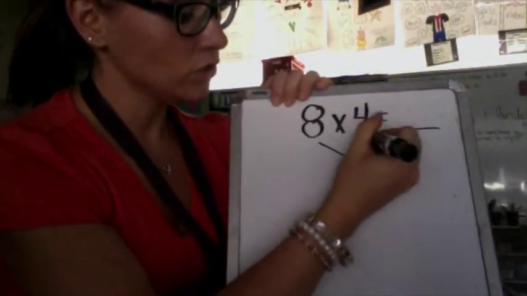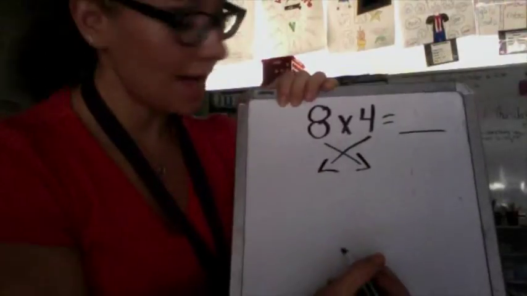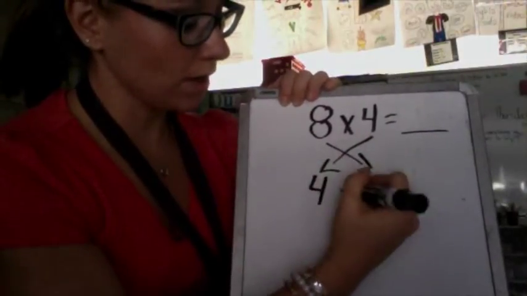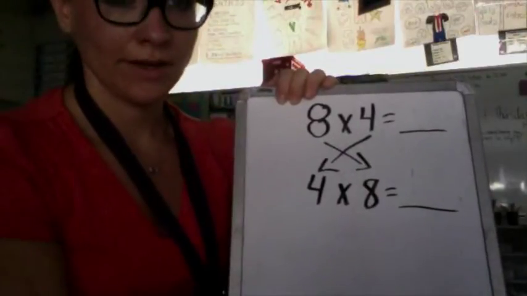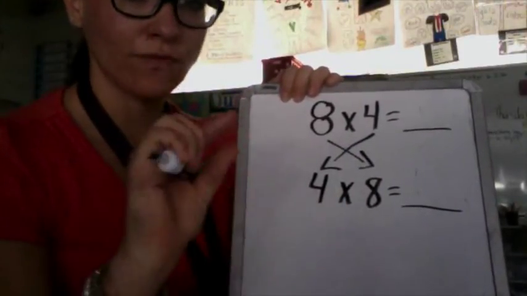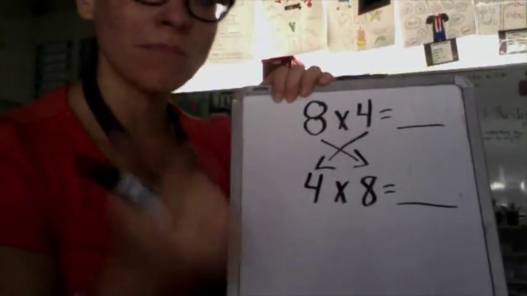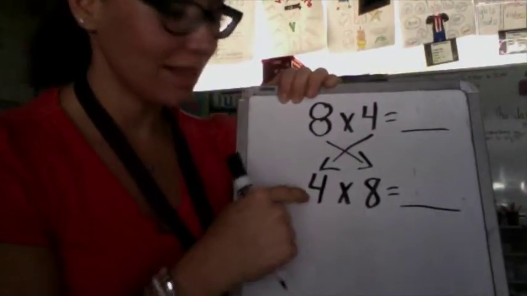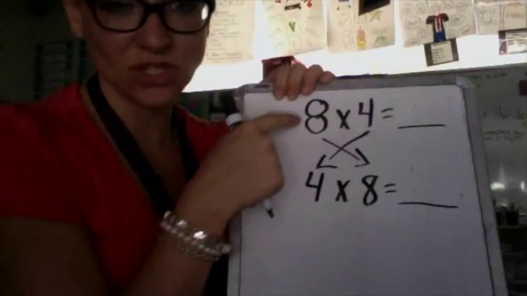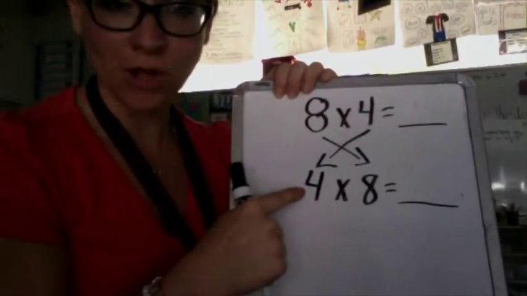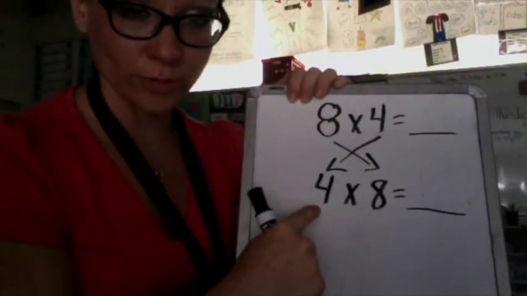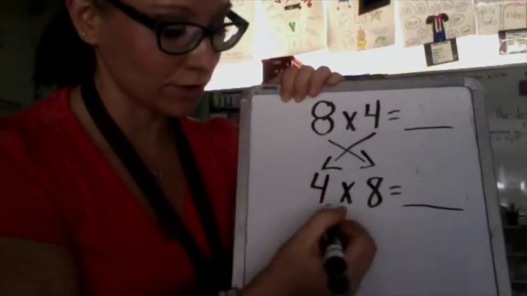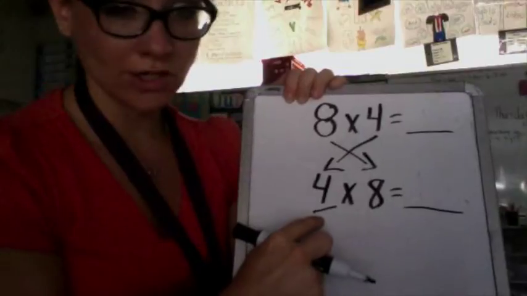If I switch them around, I know that I can also do 4 times 8 equals blank. I'm going to use this strategy of flipping them around because I would much rather make 4 groups than 8 groups. 8 groups is too many. I don't want to make that many. I want to make a smaller number. So because I can switch them around, now I can just do 4 groups instead of 8 because that's my first factor. So my first factor here is 4.